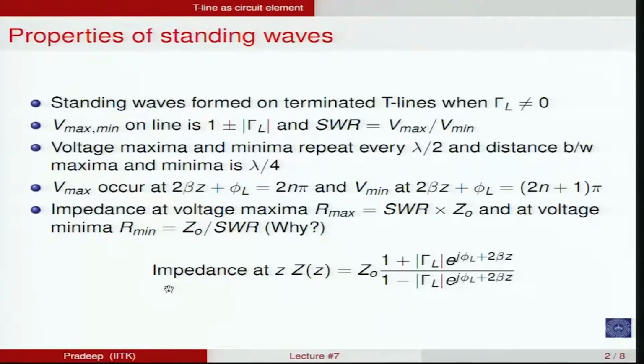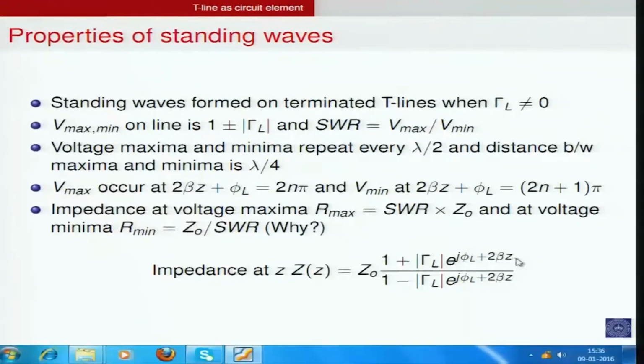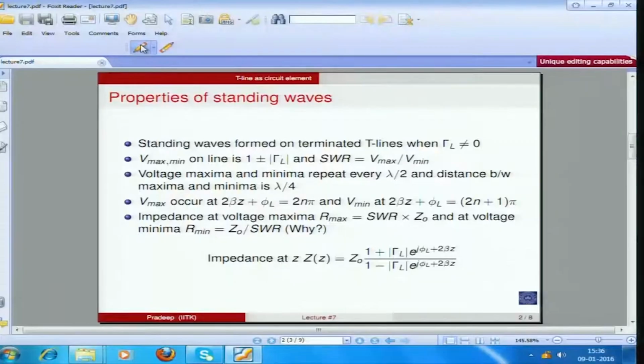Now this is something that you will also be able to easily show. At any point on the transmission line, the impedance is given by Z0 times (1 plus magnitude of gamma L times e to the power j (phi L plus 2 beta z)) divided by (1 minus magnitude of gamma L times e to the power j (phi L plus 2 beta z)). The bracket has to be there for the entire phi L plus 2 beta z. So let me just write down that bracket for you.